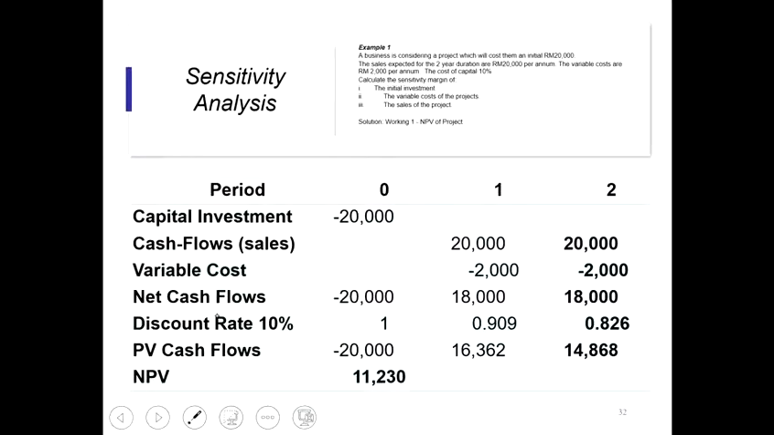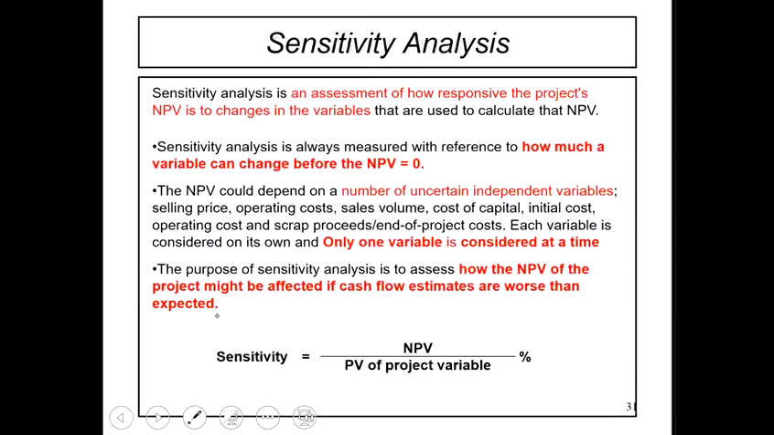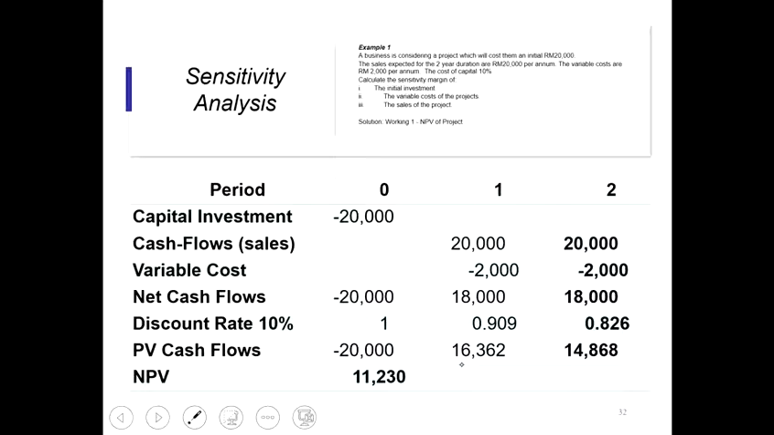So nak kira sensitivity analysis ni ada 3 step lah. First, you kena kira NPV value, and then you kena kira, second, you kena kira PV value. Third only, kita boleh kira sensitivity analysis. So formula sensitivity analysis ialah kita akan ambil NPV divide with PV of project variable. Maksud PV of project variable, contoh kalau kita nak kira untuk initial cost, so kita akan ambil NPV bahagikan dengan PV of initial cost darab dengan 100%. Macam itulah.